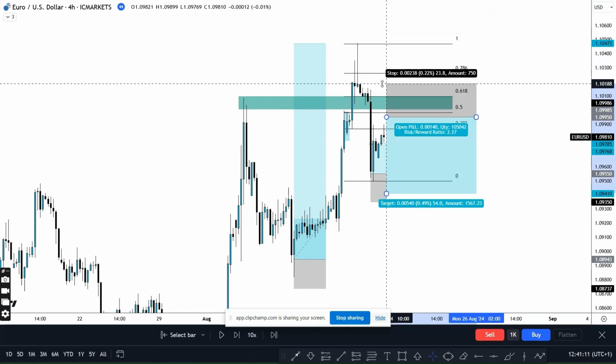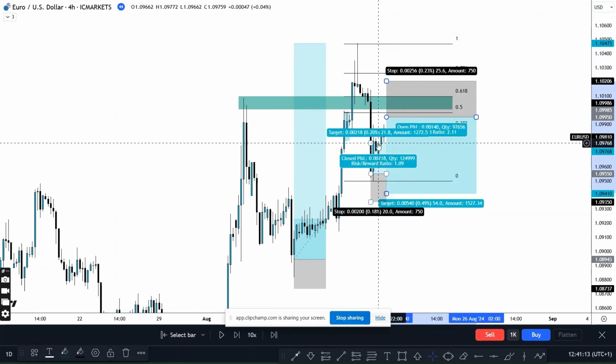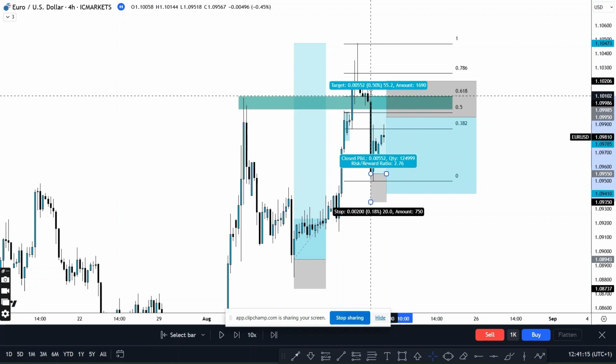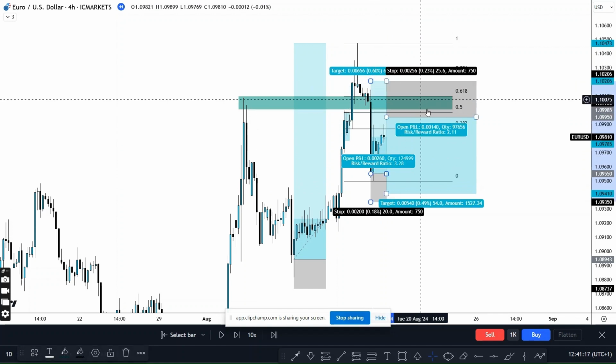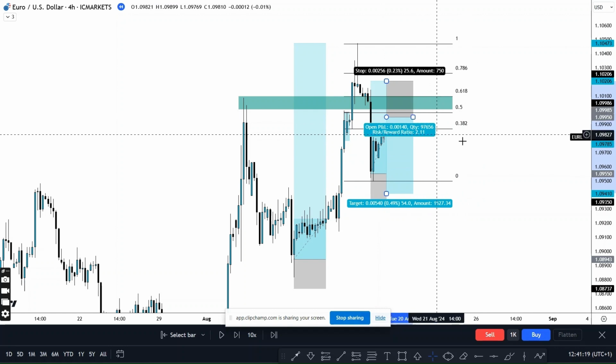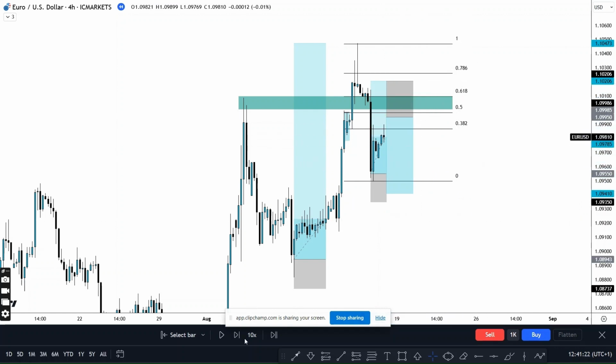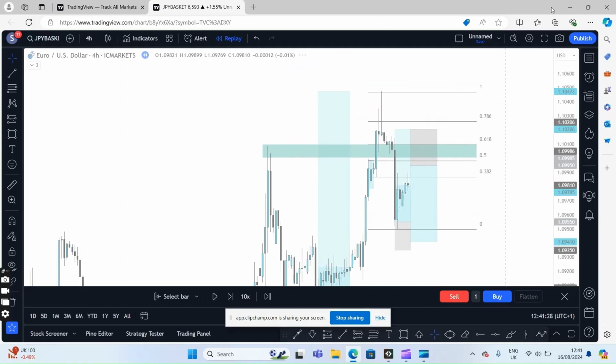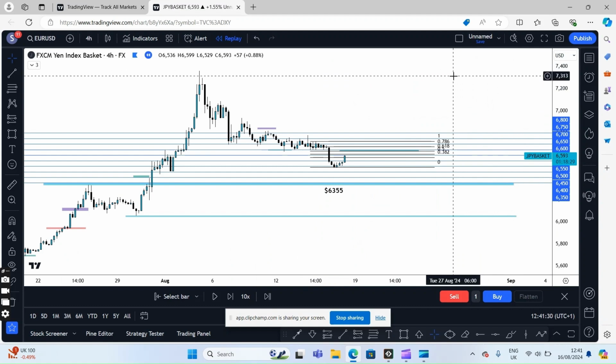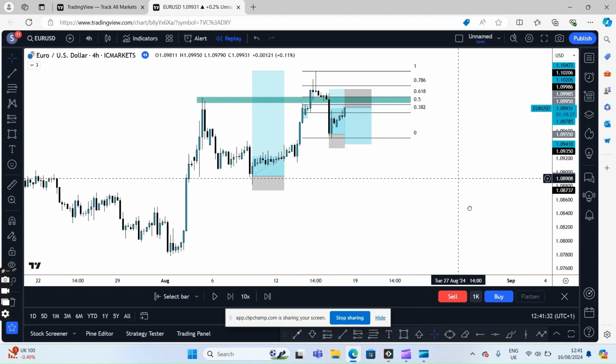I've got a 25 pip stop loss on this trade, and all I have done, the remaining profit on this position here, I have risked on the stop loss of this risk-free position. So if we play out what's currently happening, if I just do this, let's have a look, if it doesn't freeze. If we look at what's currently happening, this is where we are at.